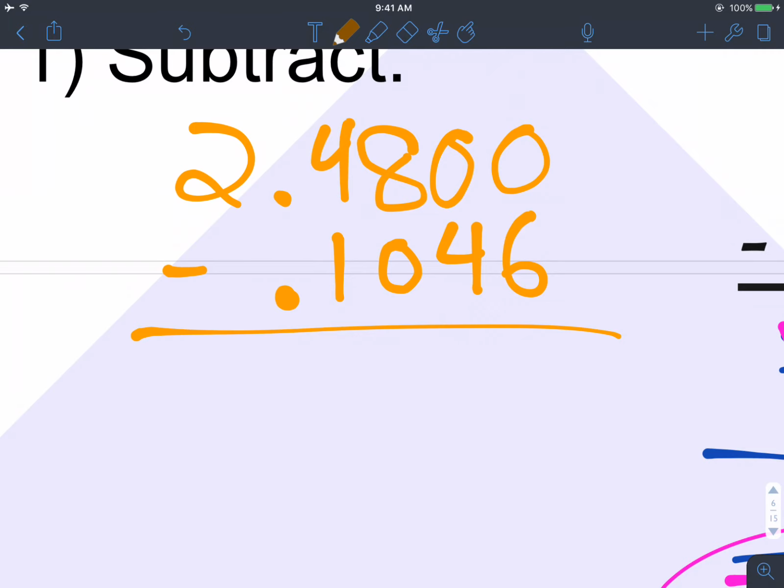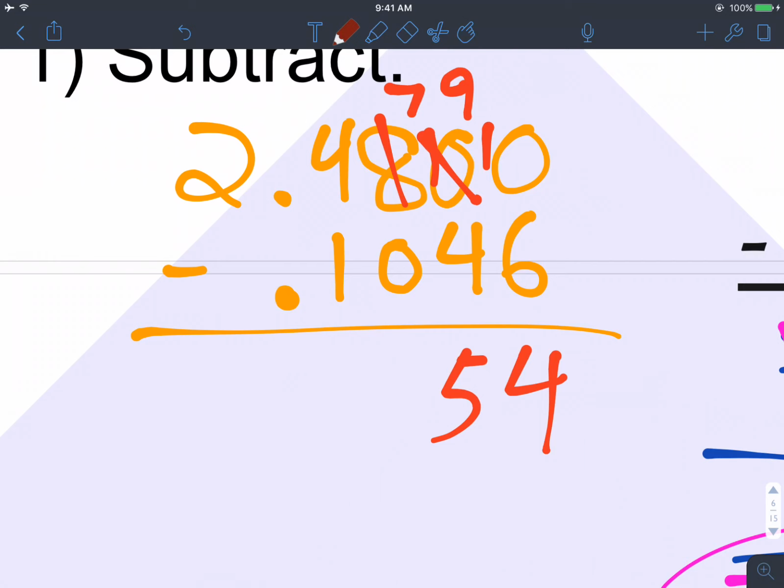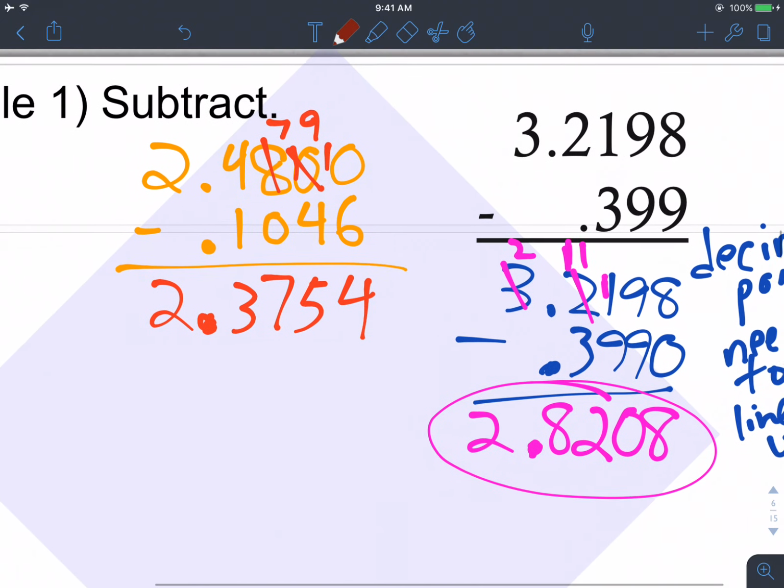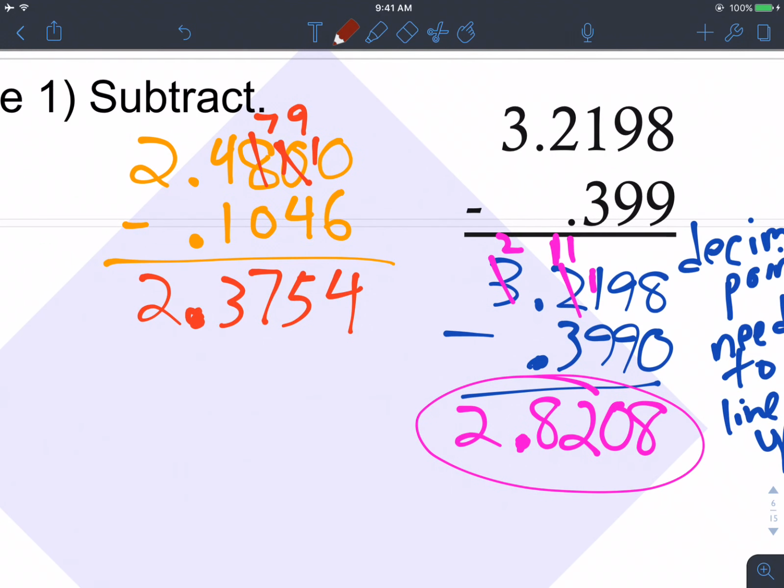Okay, and if you were to do this by hand, you would borrow and so on. You got to borrow from the 8 and make this a 10. So you actually have to borrow twice, make that a 9, and now this is 10. 10 minus 6 is 4. 9 minus 4 is 5. 7 minus 0 is 7. 4 minus 1 is 3. Keep that decimal point lined up. All right. Please check me again. Check your own work if you have a calculator. That's what it's there for.